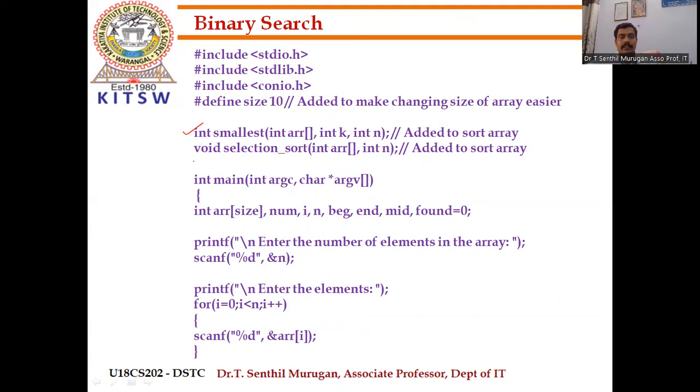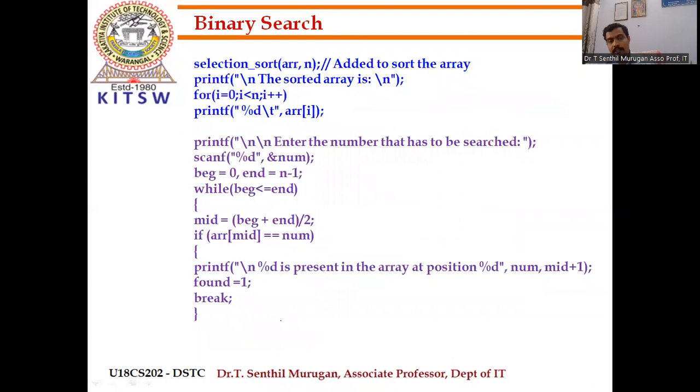Here two functions are declared: smallest, for finding the smallest element, and the selection sort algorithm. Initially, we have to collect the number of elements in the array. After that, we give the input for the array. Already we know that using a for loop, we give all the values for the array, and we have to perform the sort algorithm. Why? Because binary search is always suitable for a sorted array.